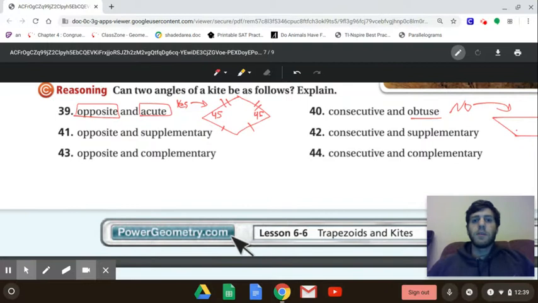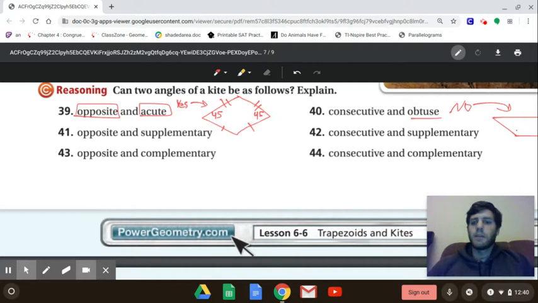41, opposite and supplementary. Supplementary means that they add up to 180. Can you have a kite where two opposite angles add up to 180 degrees? Sketch it out, see if you can draw it, see if it'll work. 42, consecutive and supplementary. Can you have two angles that are supplementary, add up to 180? Again, sketch it out and see if you can make a kite that would work there.